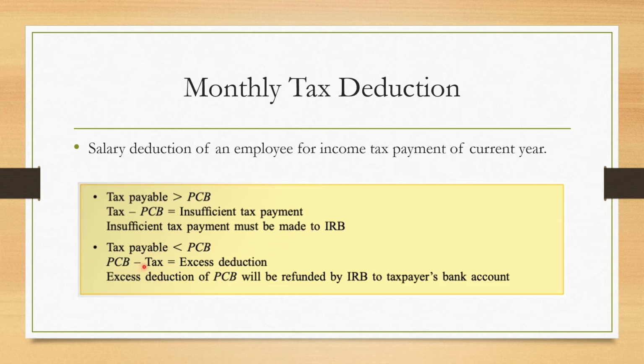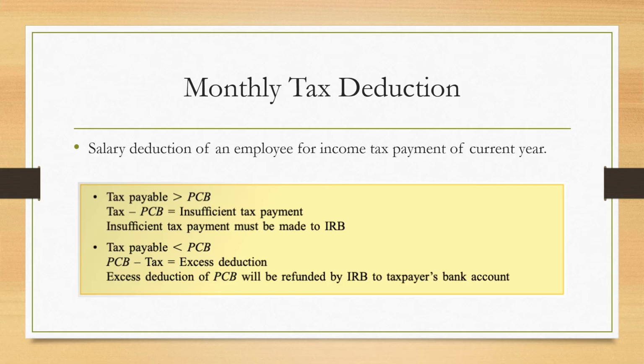In a scenario where tax payable is less than PCB, that means your PCB is a bigger figure than your tax payable, you minus one out. That means there will be excess deduction. Excess deduction of PCB will be refunded by IRB to the taxpayer's bank account. So yeah, IRB will be paying to you instead, right?